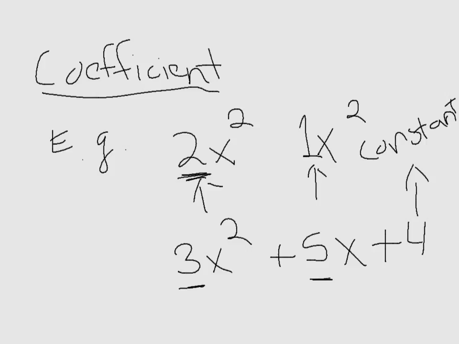If there is no variable and it's just a number by itself, like in this case the 4, this is known as a constant.